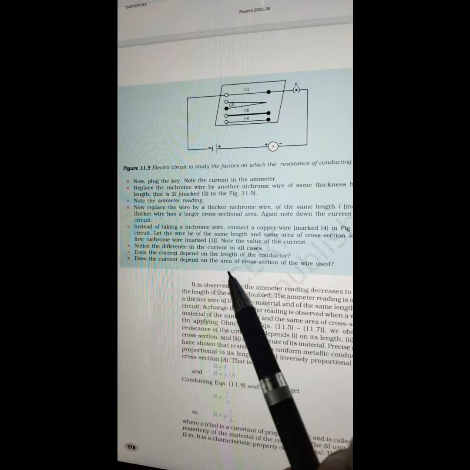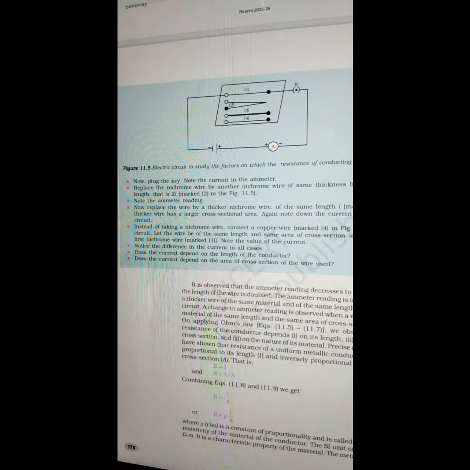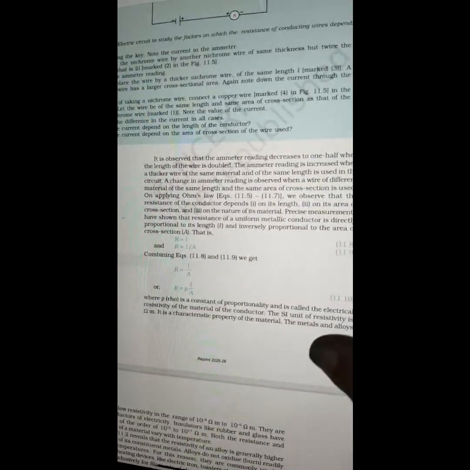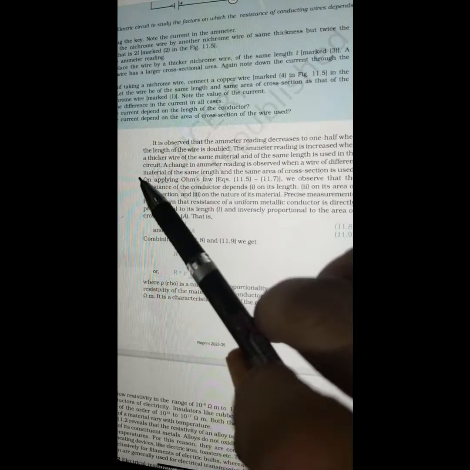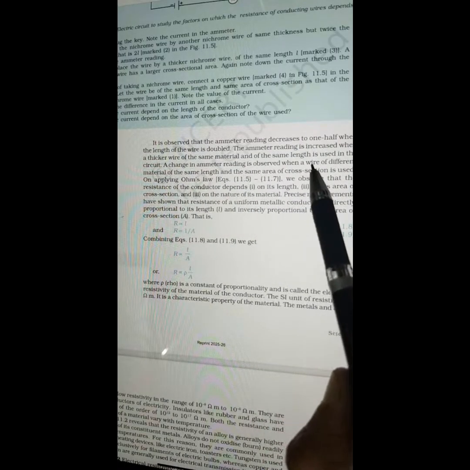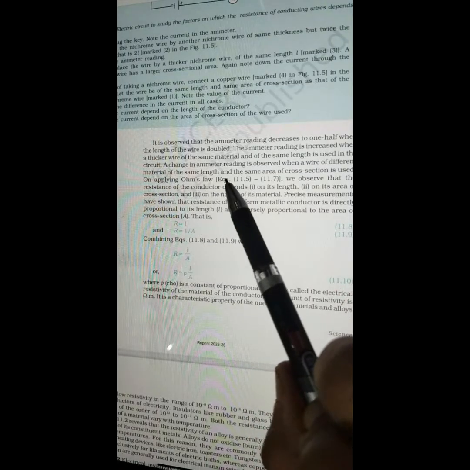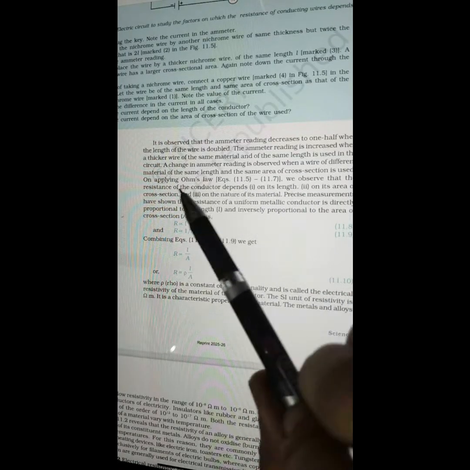Does the current depend on the length of the conductor? Does the current depend on the area of cross section of the wire used? Next, it is observed that the ammeter reading decreases to one half when the length of the wire is doubled. The ammeter reading is increased when a thicker wire of the same material and of the same length is used in the circuit. A change in ammeter reading is observed when a wire of different material of the same length and the same area of cross section is used.